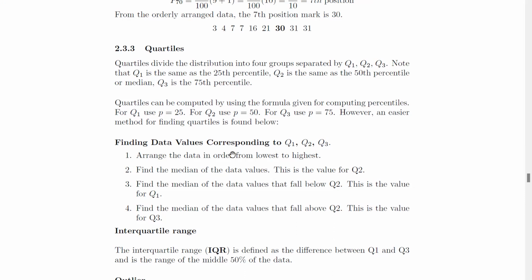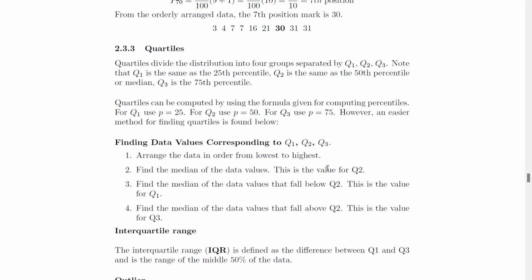Okay. So to find the data values corresponding to, for example, the first quartile: if I give a data set and I ask you what's the first quartile or what's the third quartile, a very easy way is to use the percentile formula. If you want to find Q1, you look for the 25th percentile. To find Q2, you look for the 50th percentile, and so on.